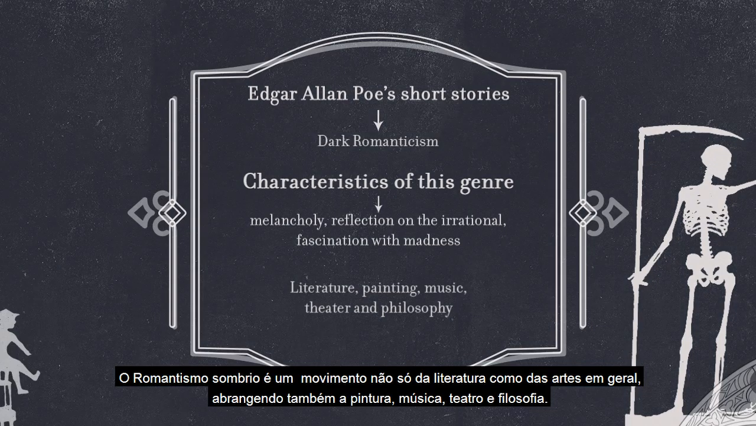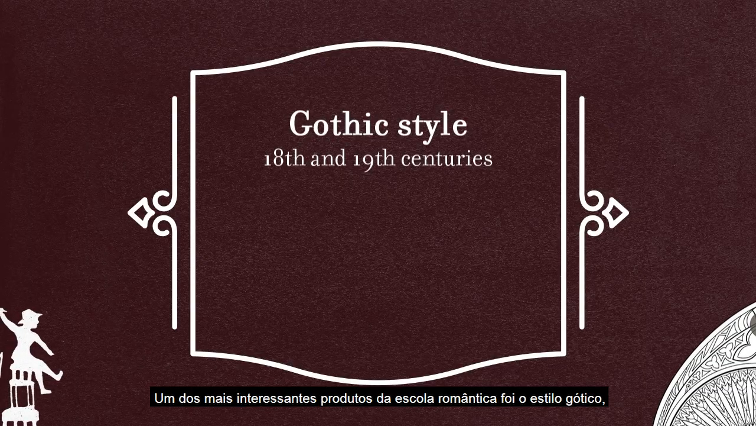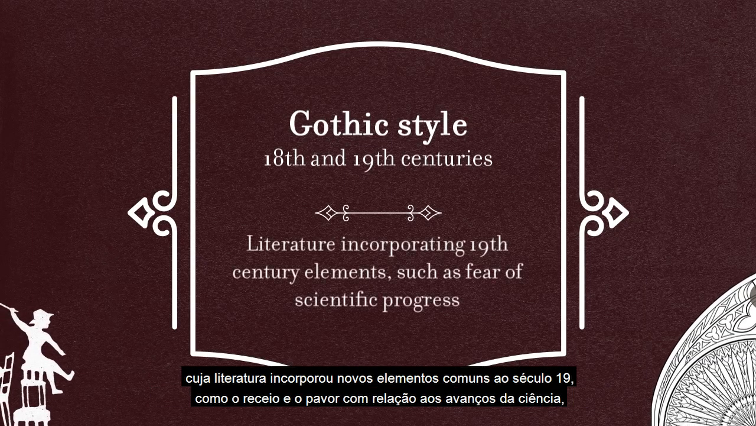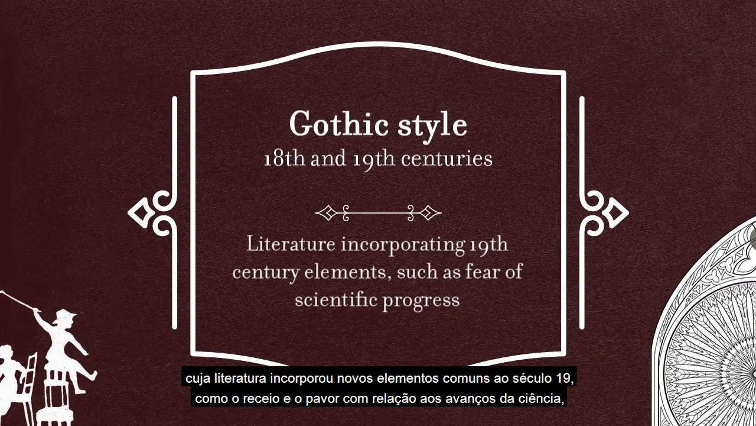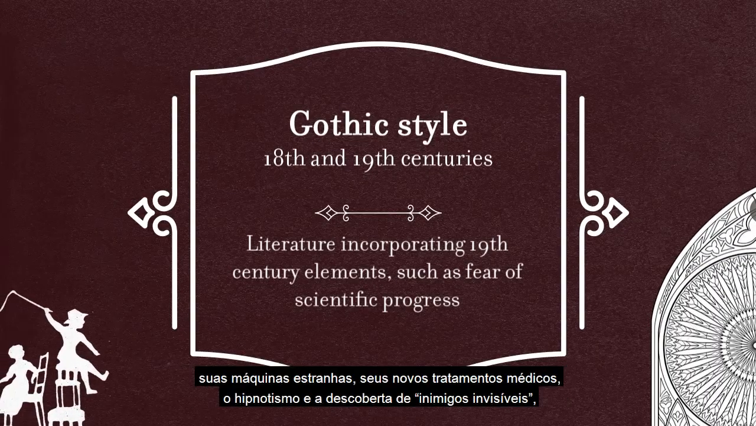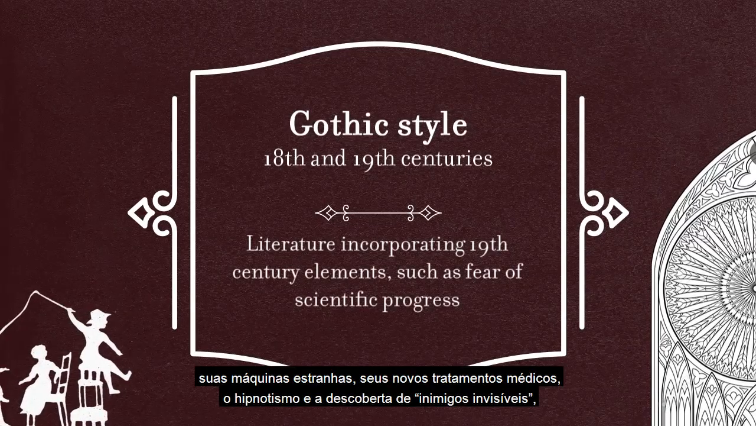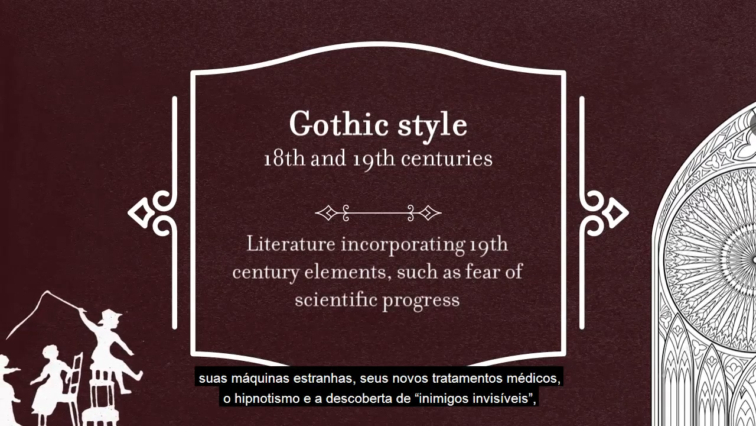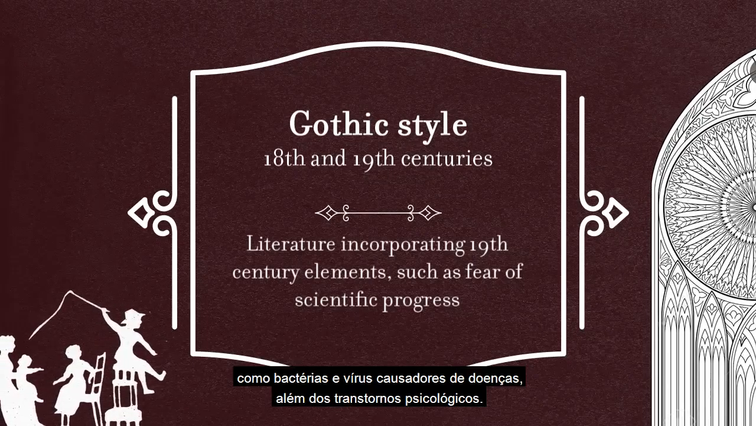One of the most interesting products of the Romantic movement was the Gothic style, whose literature incorporated new elements common to the 19th century, such as fear and dread of scientific progress, its strange machines, its new medical treatments, hypnotism, and the discovery of invisible enemies such as disease-causing bacteria and viruses, in addition to psychological disorders.